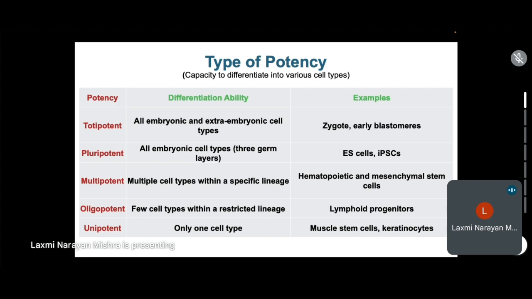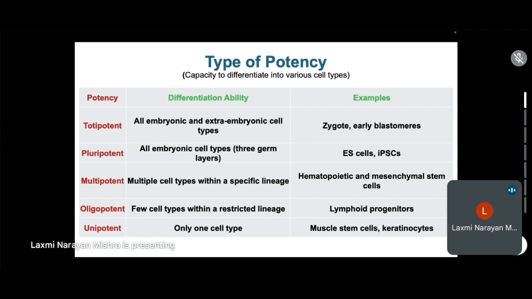So as we learned about the significance of iPSC and 3D models, before going into details of iPSC, what they are and why we should care about them, we need to learn a few terms. The first term is potency. What is the potency of a cell? Potency of a cell is the capacity to differentiate into various cell types, and potency can be of several different types.